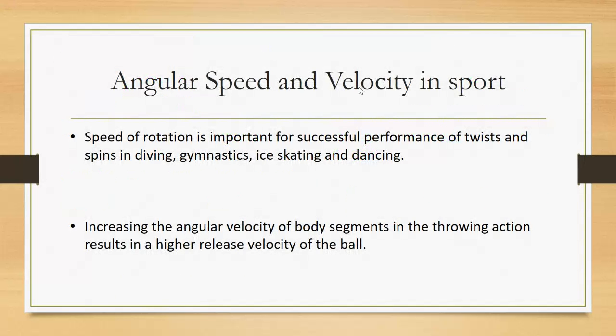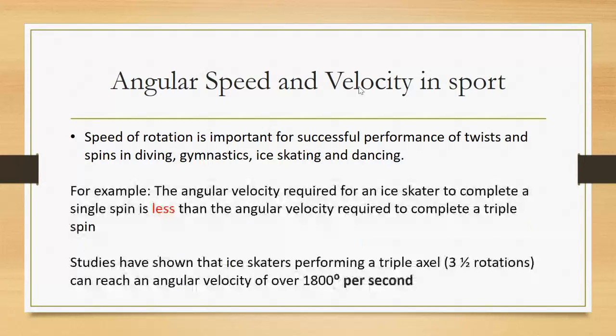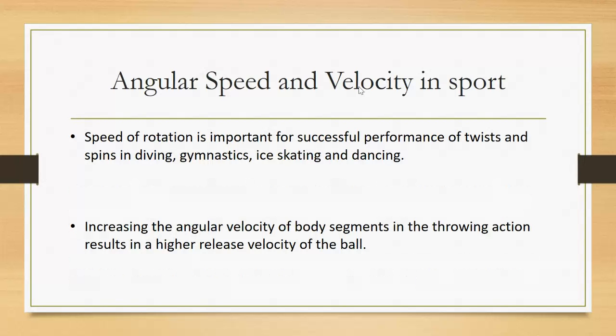Okay, why is this important in sport? Speed of rotation is important for athletes who have to perform twists and spins, such as diving, gymnastics, ice skating, dancing. In order to complete more twists or spins, they need to have a higher angular speed. Increasing the angular velocity of body segments in a throwing action results in a higher release speed. So if I can increase the angular velocity of my arm as a cricket bowler, that is going to greatly increase the speed at which the ball releases out of my hand at the end of that rotation.